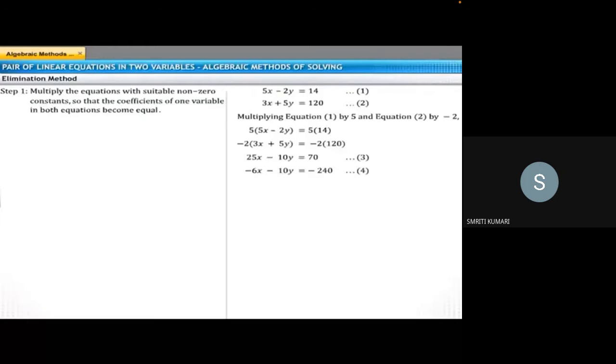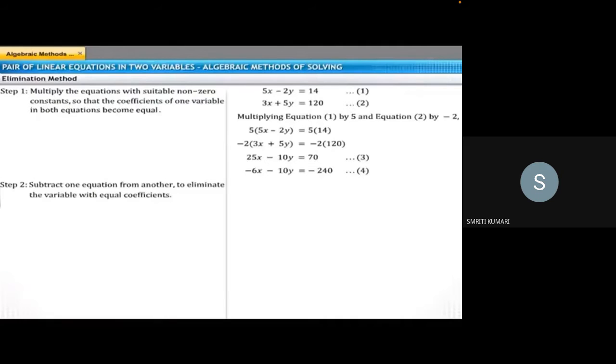Multiply the equations with suitable non-zero constants so that the coefficients of any one variable become equal. Here the first equation is multiplied by 5, and the second equation is multiplied by minus 2. The first equation multiplied by 5 makes the coefficient of y equal to 10, and the second multiplied by minus 2 makes the coefficient of y minus 10. So these two equations are added.